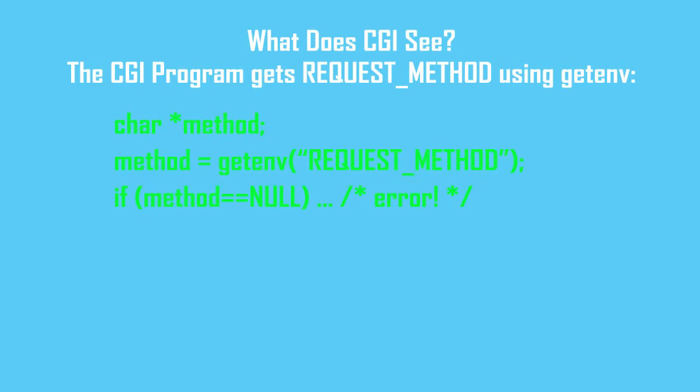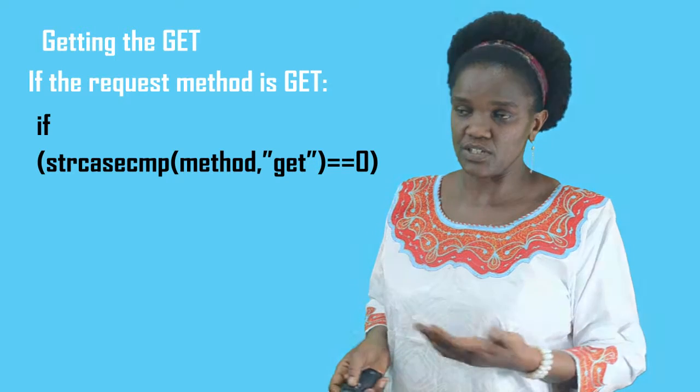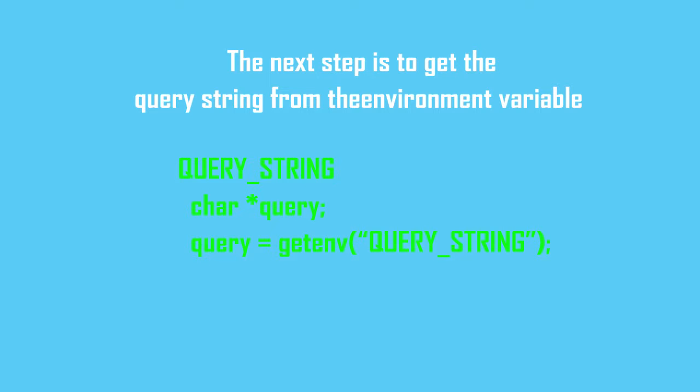Now, we've seen the code. So what does CGI say? The CGI program gets the request method using getenv. As you can see from this code, you have the request method, and then there's an if statement within that particular code. If the request method is GET, then that particular if statement is executed. The next step is to get the query string from the environmental variable.